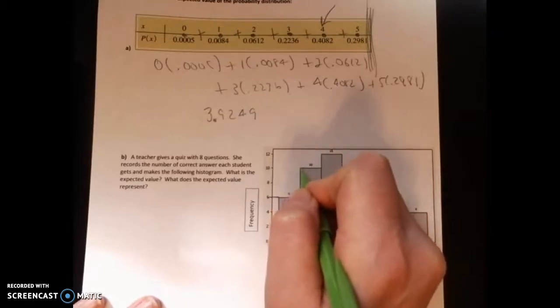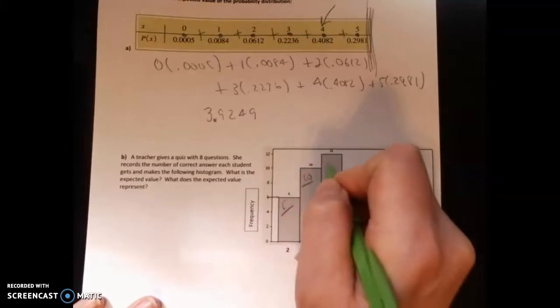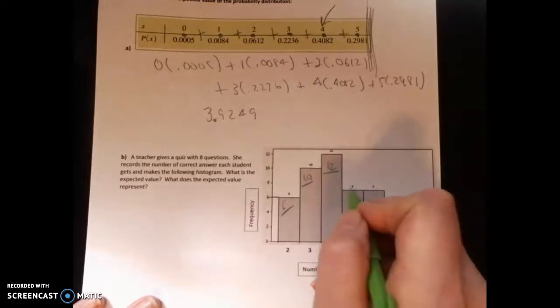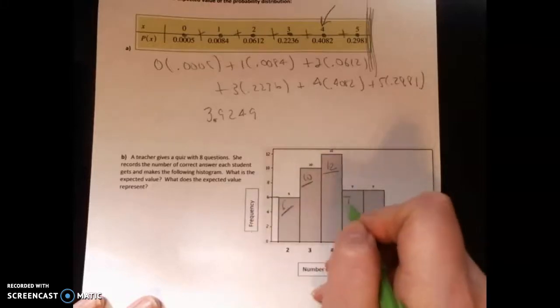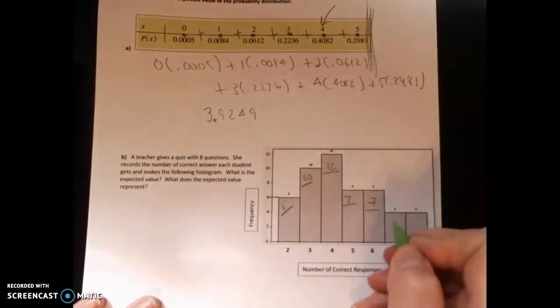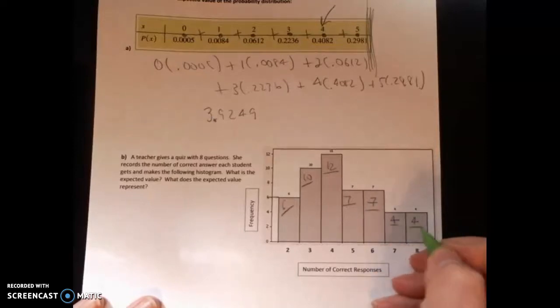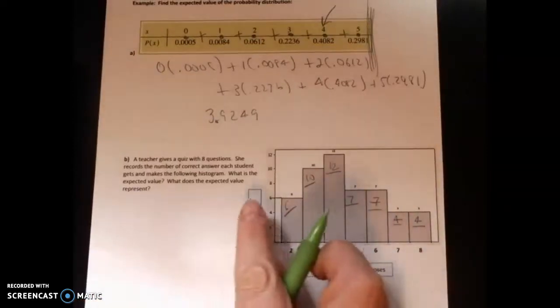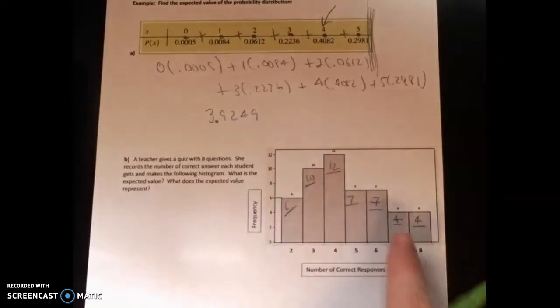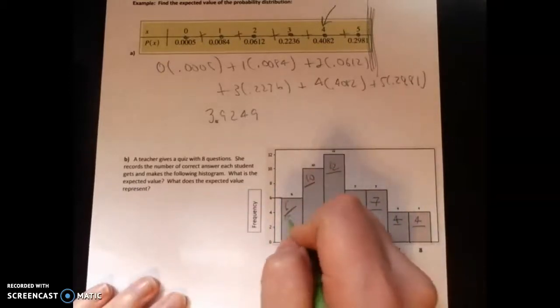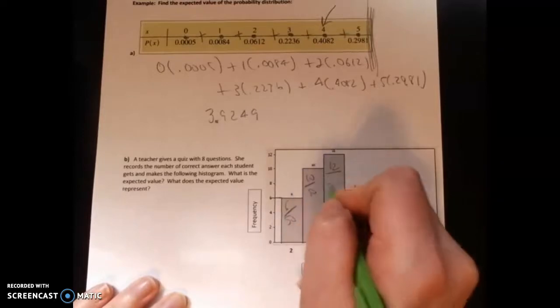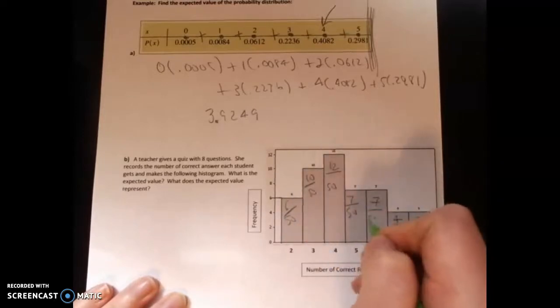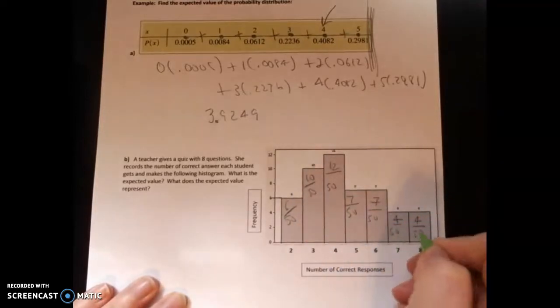This one up here is 10, and this one is what? 12. And over here, if we go across, we have 7, so these are both 7. And over here we have what? 4, and this one is also 4. Okay, and if we add those all up, how many people is that total? That adds up to 50. So this is out of 50 people.